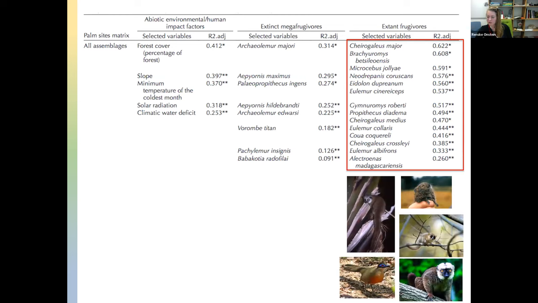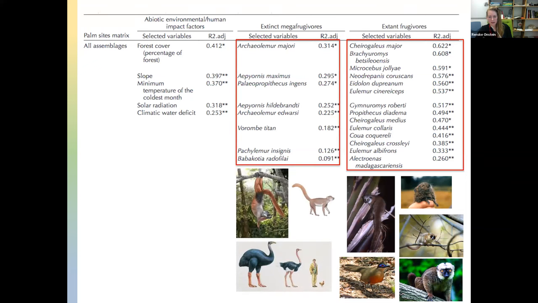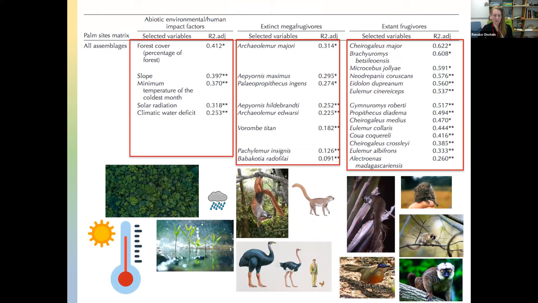So for the extant frugivores, we find a mix of lemurs, of course, that are important, but also more generalist birds that feed on lots of fruit types, and also secondary dispersal by rodents. For the extinct frugivores, we find a mix of species: extinct giant lemurs and elephant birds. And then for the abiotic environment, we find things that we know are important for palm community composition, such as temperature, forest cover and precipitation.